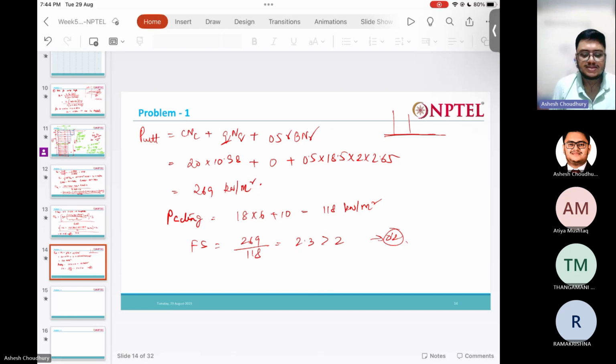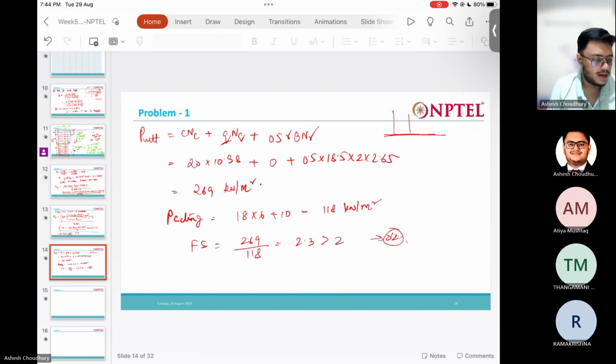This was a very simplified design. There were no live loads taken into consideration, such as live loads due to traffic, and no earthquake or seismic loads were considered. Just a very simple design, so that the basic concept is clear: what criteria we are satisfying and how we are doing the stability check. For that reason, we solved this problem.